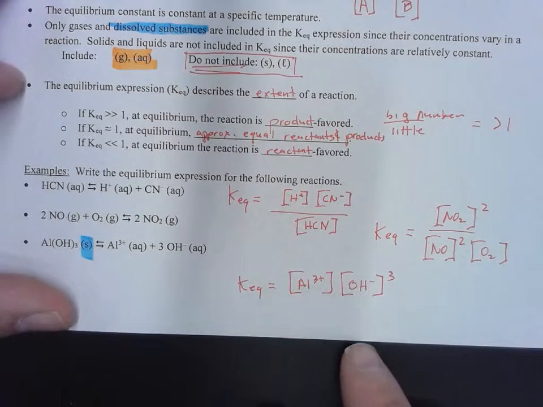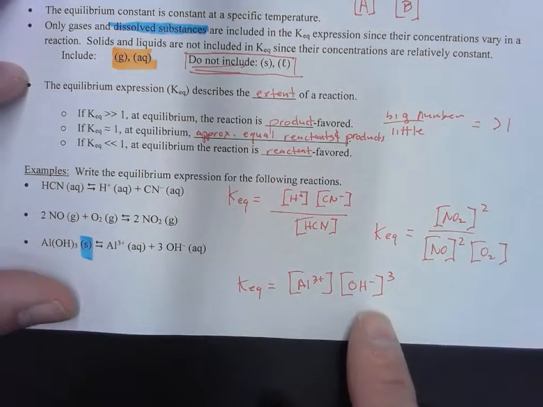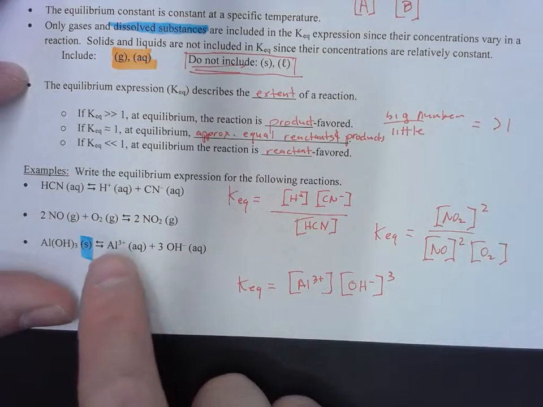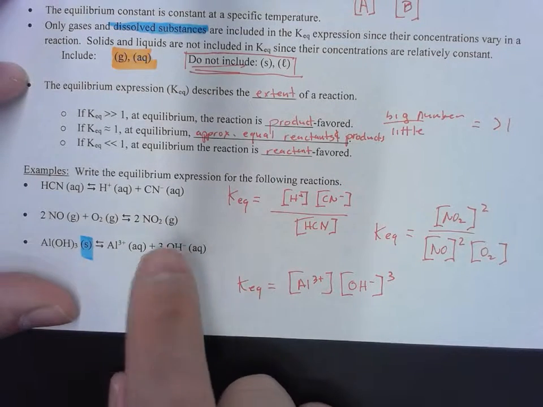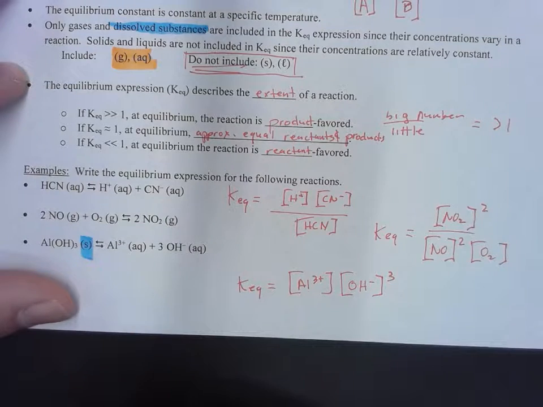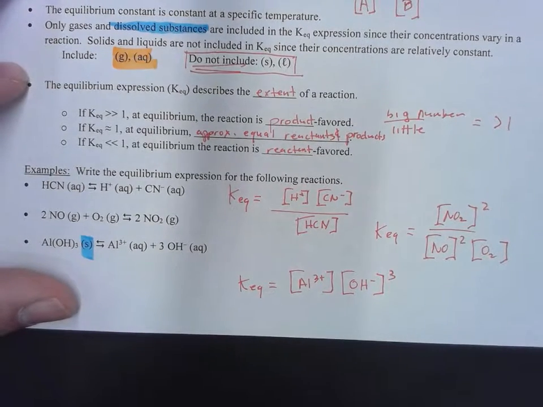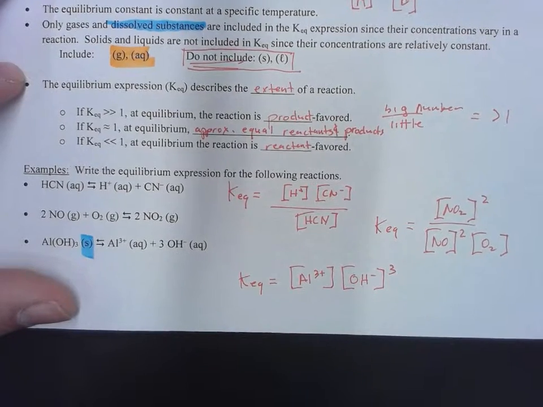How am I going to use this? Well, it might say in your question, I have 3 molar concentration of this and 2 molar concentration of that. What's my KEQ going to be? Something like that. Is the reaction going to be product favored or reactant favored?